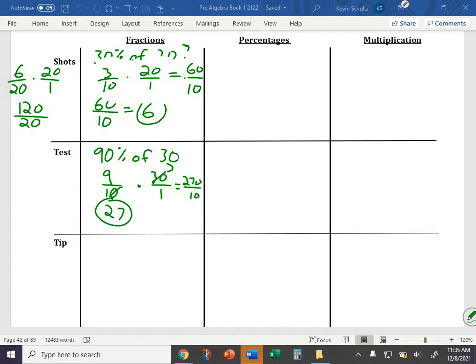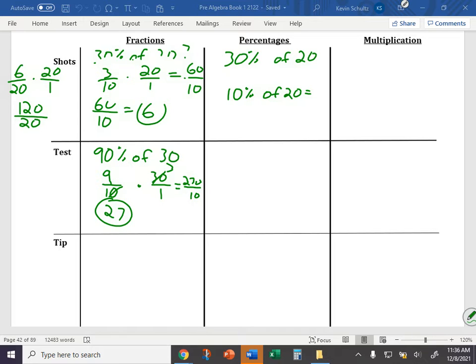Okay. Let's talk about the percentages method before we get to the tip. When we're looking at percentages, going back to the question about the shots that she made, we're still looking for 30% of 20. Because this is a 30%, it's a nice round percentage. It's a multiple of 10%. We're going to break this down and say, what's 10% of 20? We want 30%, but we're going to start with 10%. How do you figure out what 10% of a number is? Jack? It's 2.